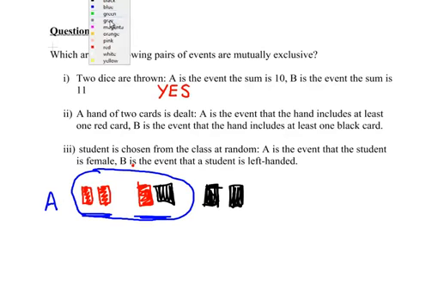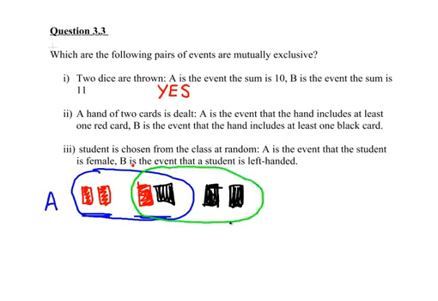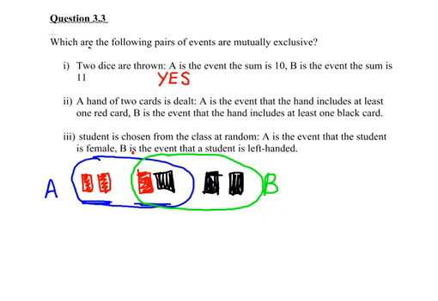And B is the event that has at least one black card. Well, this scenario here has one black card, and the other scenario, the 2 black cards, it's also B. So in this case, there is an overlap. You can have A and B together. So in this case, for the second one, that's a no.